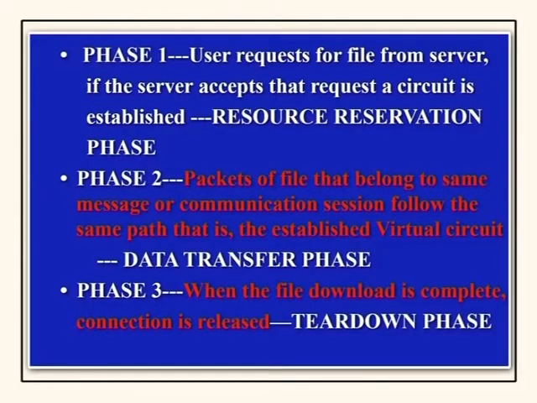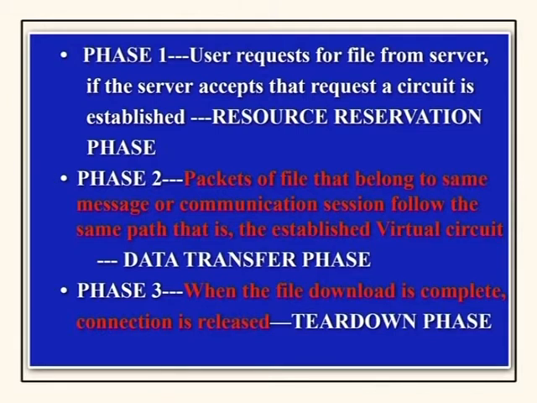Another example of a virtual circuit is downloading a file using FTP, that is, file transfer protocol. In this example, first the user requests the file from the server. If the server accepts the request, a circuit is established. The file is converted into packets and sent to the requesting user through the established connection. All the packets that belong to the same message or communication session follow the same path, that is, the established virtual circuit.